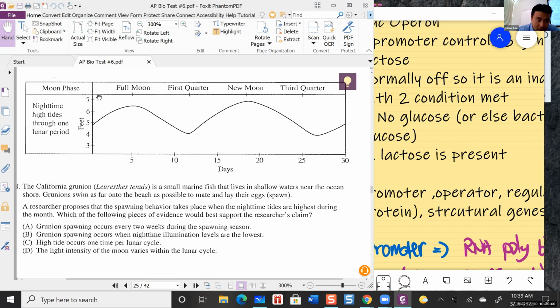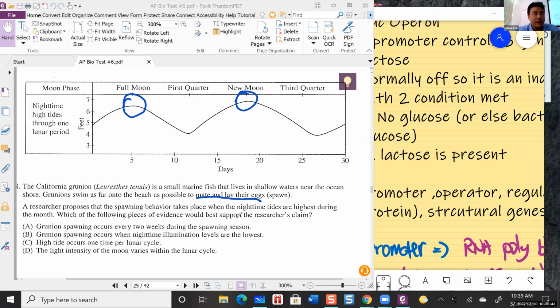Next one, we've got the cycle of moon phase and the nighttime high tides through the lunar period. Okay, and this is 30 days. California, right? Hunting grunion is a marine fish. Grunion swim onto the beach and mate and lay eggs. That's when we catch them. So sad. So the researcher proposed that the spawning behavior takes place when nighttime tides are the highest. That means right here, highest right here. Which of the following pieces of evidence would support the researcher's claim?